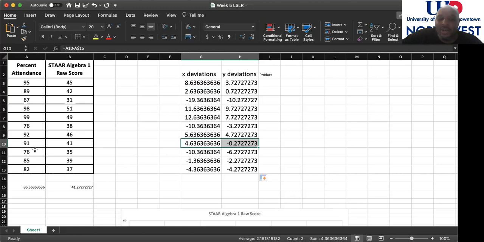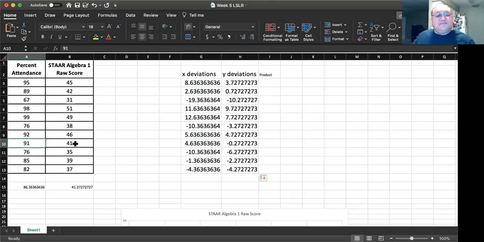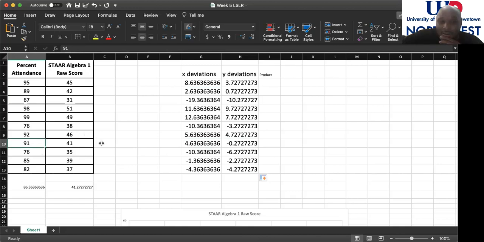In particular, if you go to your data set and look here, the person had 91% attendance, they only scored a 41 though, which is pretty low, right? Compared to the other values. So that's what this is saying. That person isn't following the general trend. But now we can look at their products.